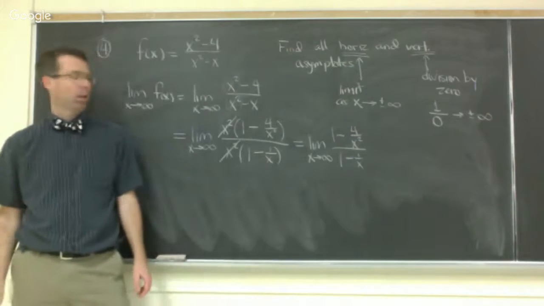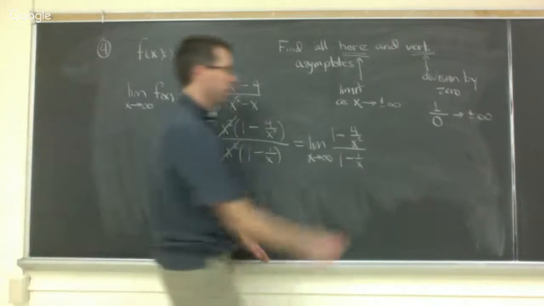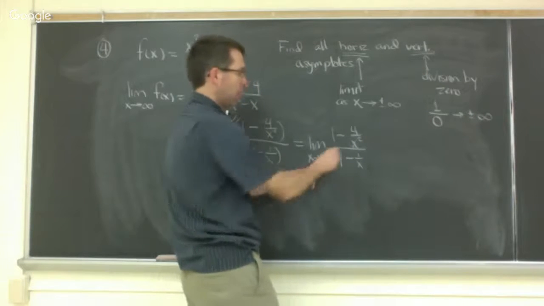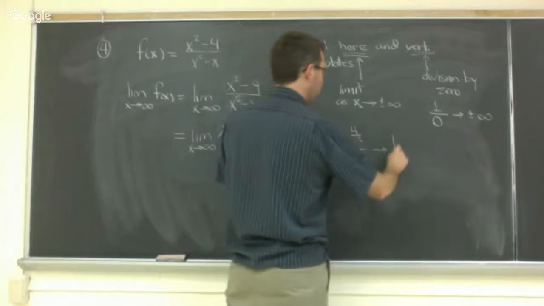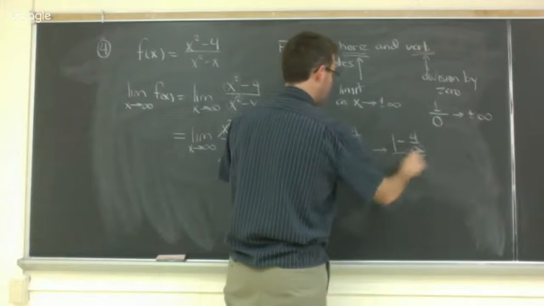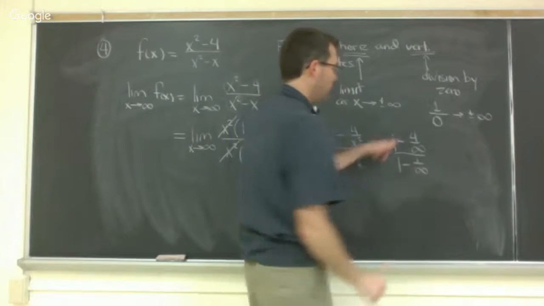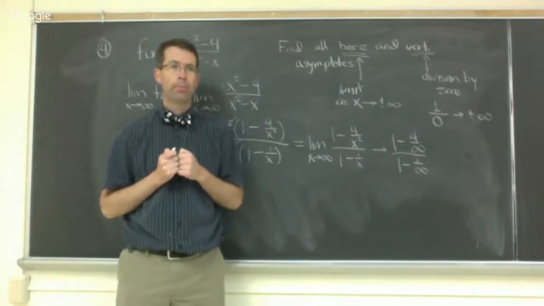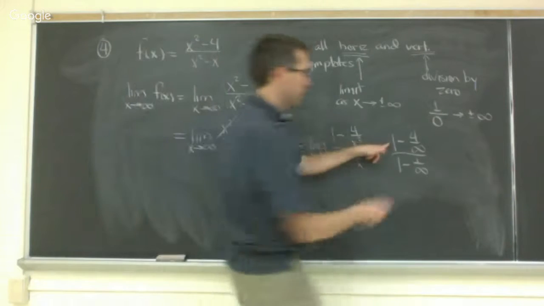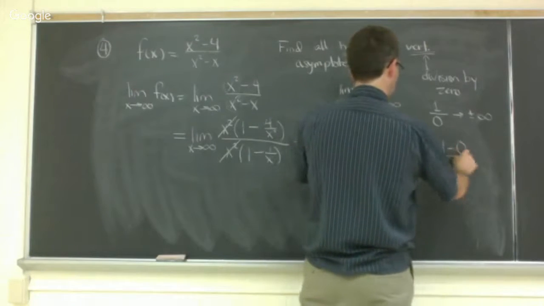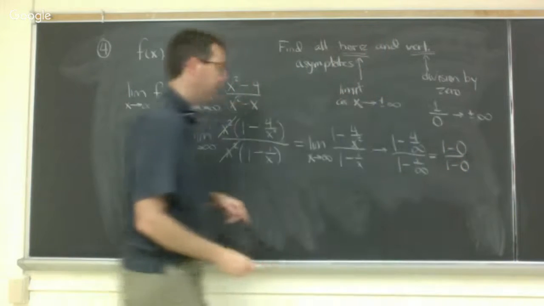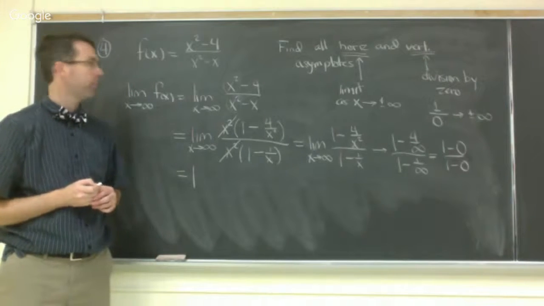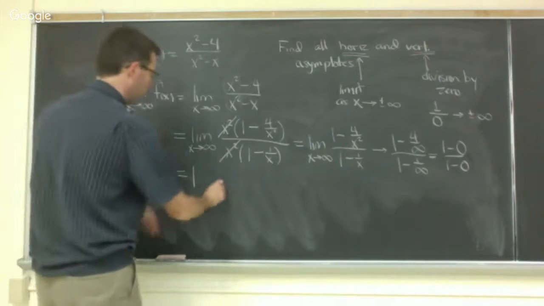Okay. And the reason that this is useful is when x is going to infinity, this is going to be 1 minus 4 over infinity and 1 minus 1 over infinity. What happens when you have a number divided by infinity? It goes to 0. And so this is going to be a 1 minus 0 over a 1 minus 0. My limit is just the value 1.